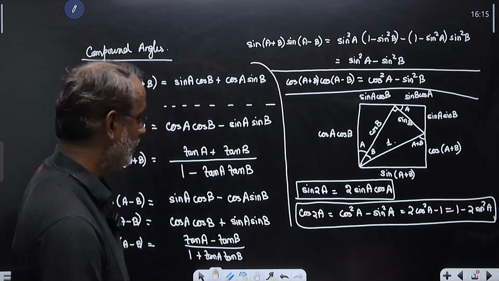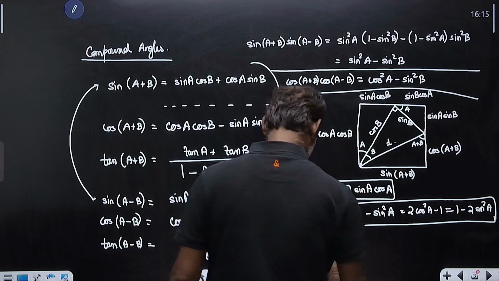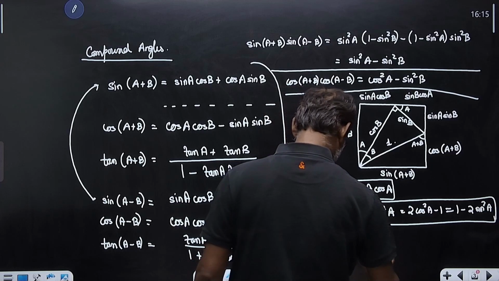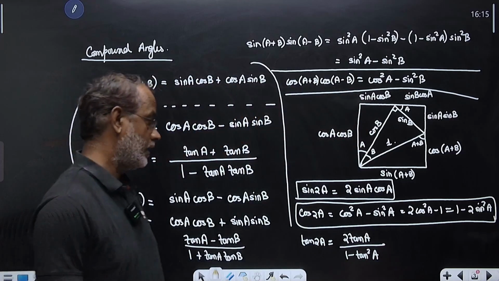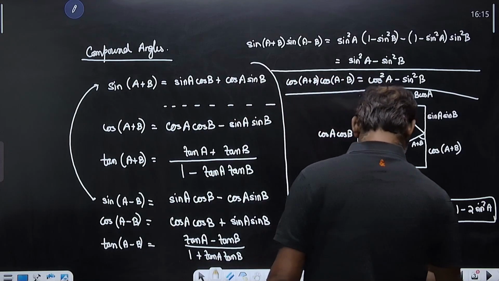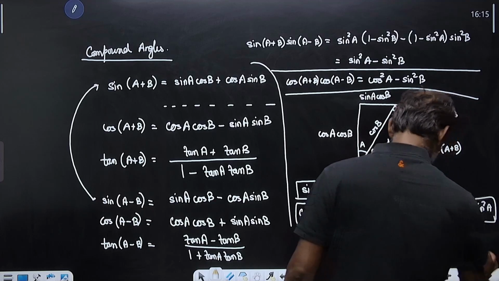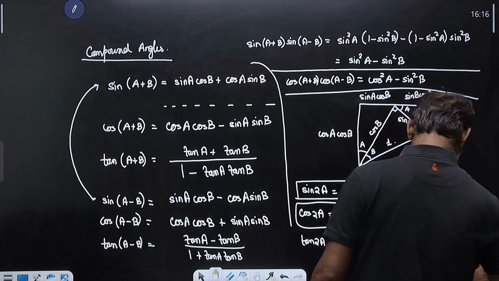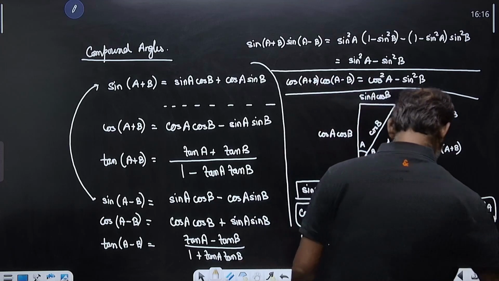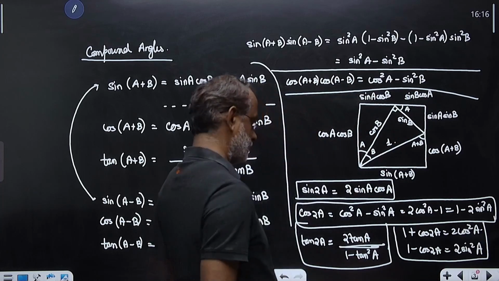Okay. So, cos 2A is cos square A minus sin square A, 2 cos square A minus 1, 1 minus 2 sin square A. Tan 2A is 2 tan A upon 1 minus tan square A. Also, remember this: 1 plus cos 2A is 2 cos square A. 1 minus cos 2A is 2 sin square A.